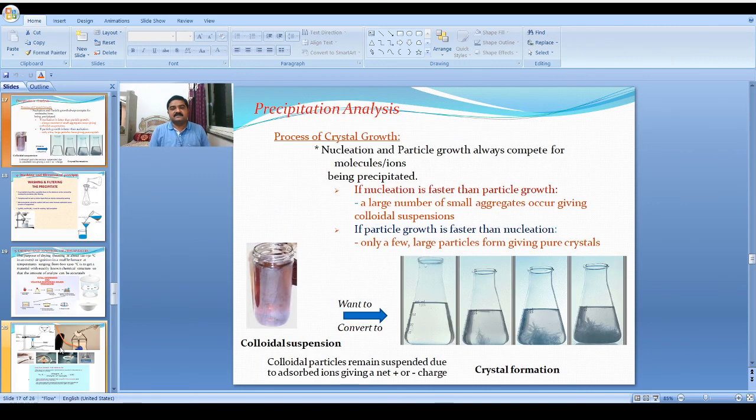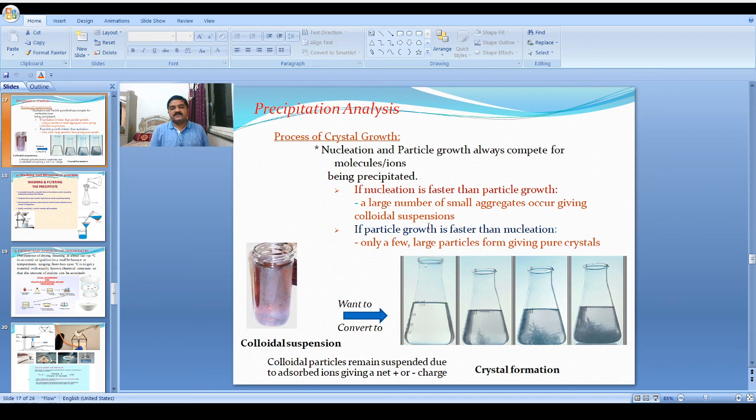Then precipitation analysis: how the process of crystal growth takes place. Nucleation and particle growth always cooperate for molecules and ions being precipitated. If nucleation is faster than particle growth, a large number of small aggregates occur, giving a colloidal suspension. Aggregates means the total group. If particle growth is faster than nucleation, then large particles form, giving rise to the pure crystal.